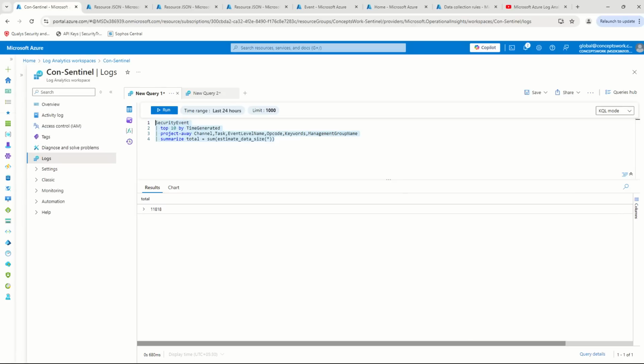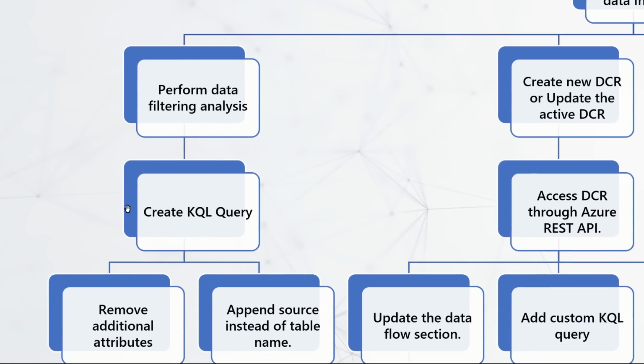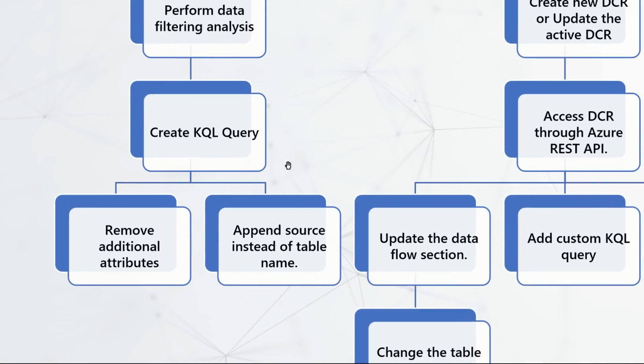Okay, so the very first aspect is to make sure that you create a KQL query. After performing data analysis, you create a KQL query, remove additional attributes and append source instead of table name. Now, what do I mean by this?